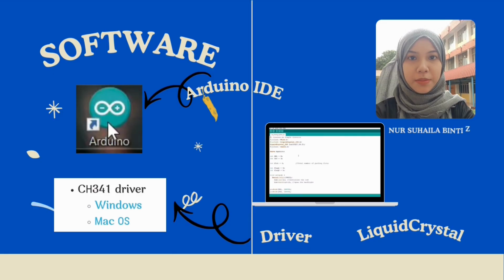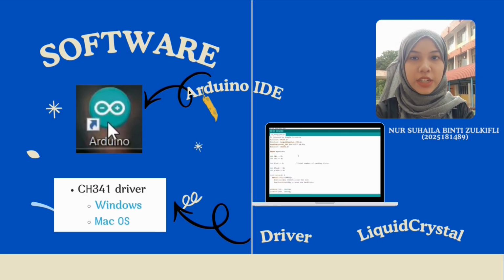For software requirements, we use Arduino IDE to write, compile, and upload the program to the Arduino board. The CH341 driver is used to allow communication between the computer and the Arduino. The LiquidCrystal library is used to control and display information on the LCD screen.